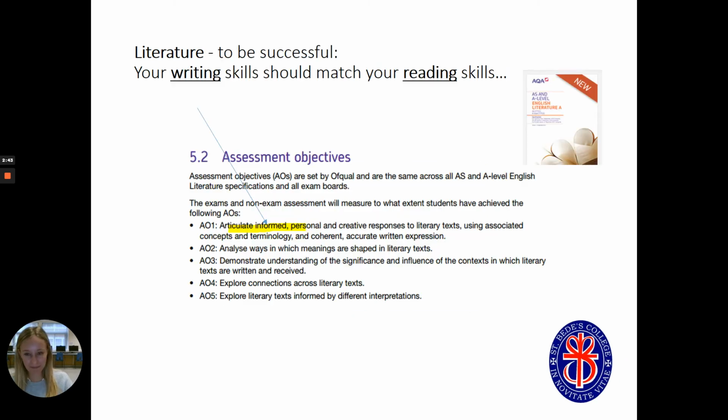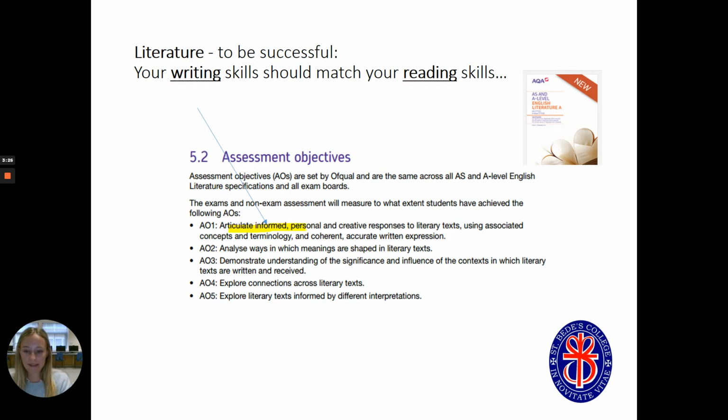To be successful in literature, it's your writing skills that you need to match with your reading skills. So these are the assessment objectives, very similar to GCSE, but instead they go one higher, and it's more about deducing and evaluating and including your own opinion. So, for example, AO1 is articulate informed, personal and creative responses to literary texts. That means you have to think, right, I know these things about these particular texts. How can I use my knowledge that I've gained through my reading in my own time? And how can I use that to impress upon the text that I'm studying in class?